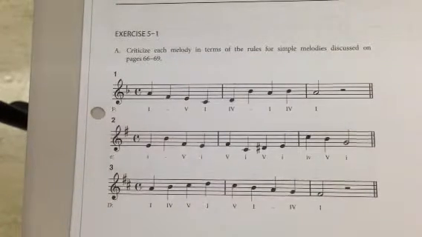Okay, AP Theory, this is Chapter 5 Homework, Part 1, pages 35 and 36. This is due Monday morning, and I wanted to make sure I got you a little bit of help over the weekend.